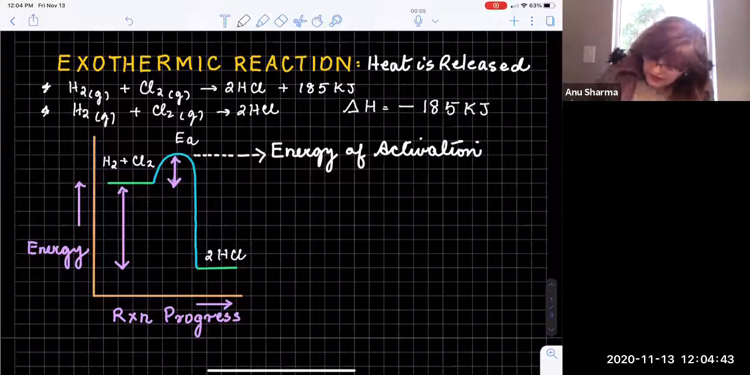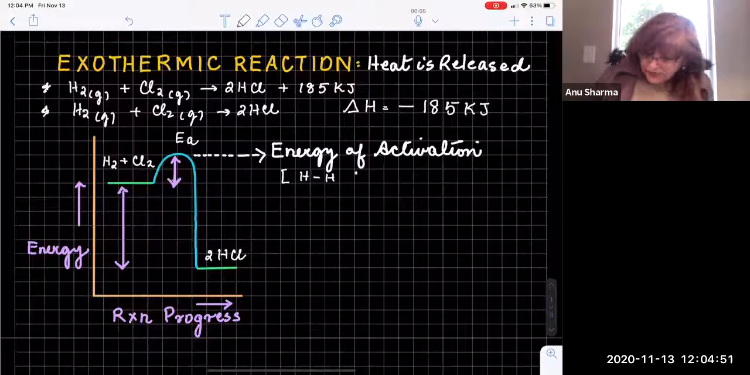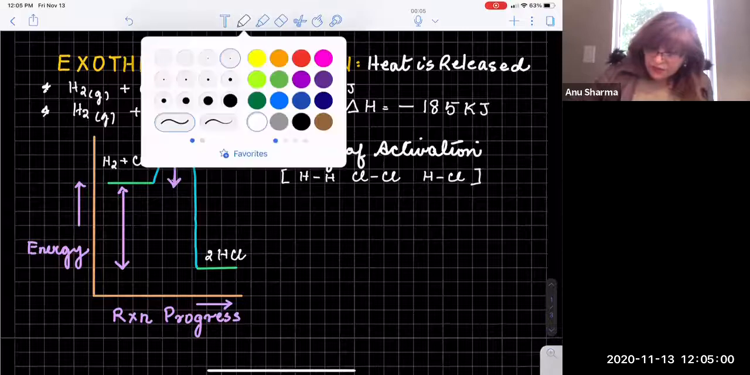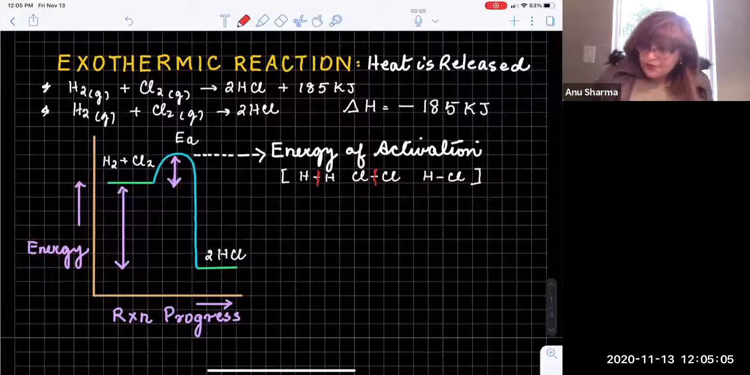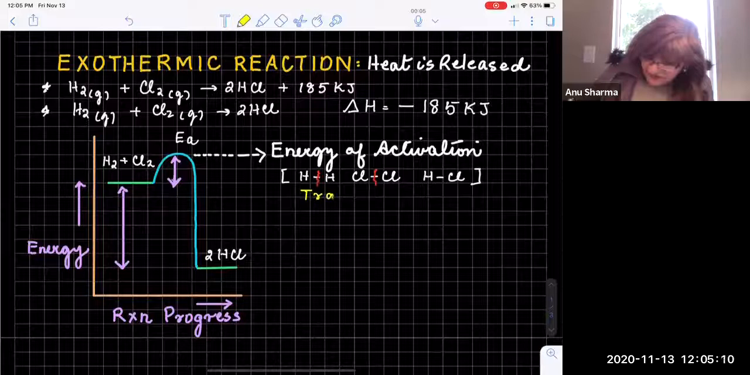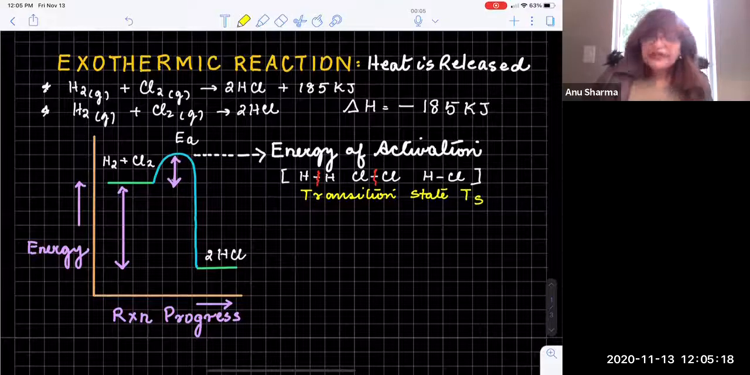Okay, so here in this topmost part, we have the bond breaking happening between hydrogen and hydrogen and chlorine and chlorine. So these two bonds are breaking and a new bond is being formed, which is between hydrogen and chlorine. So basically they switch places. When we see the old bonds break and the new bonds form, in this state, this is called the transition state. Transition state. And this transition state is also represented as TS.